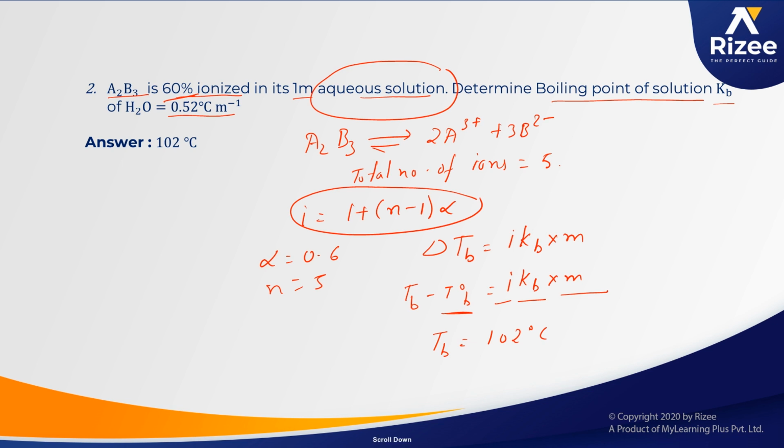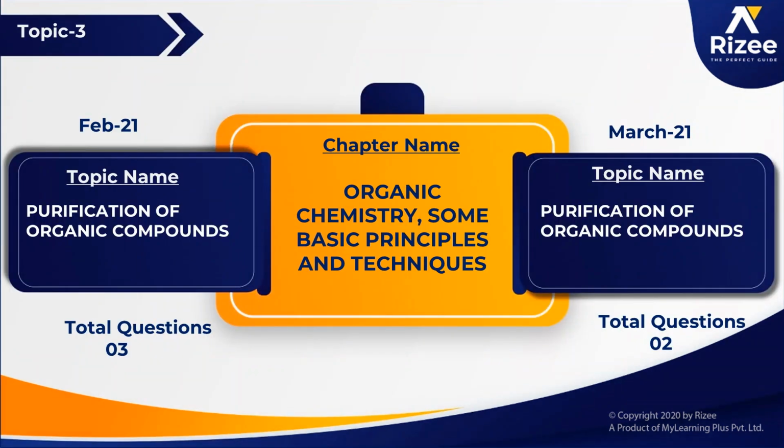Next one. The next chapter is organic chemistry, some basic principles and techniques, and from this important chapter, one of the most important topics is purification of organic compounds. In the Feb session, a total of 3 questions were given from the purification of organic compounds, and in the March session 2 questions were given. So a total of 5 questions were given from this topic, that is nothing but the purification of organic compounds.